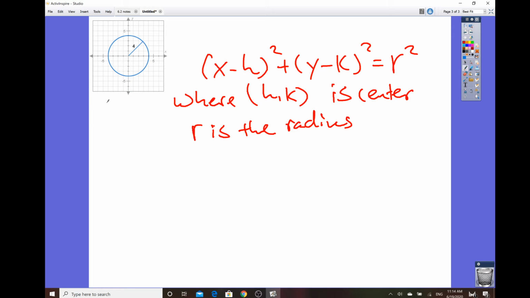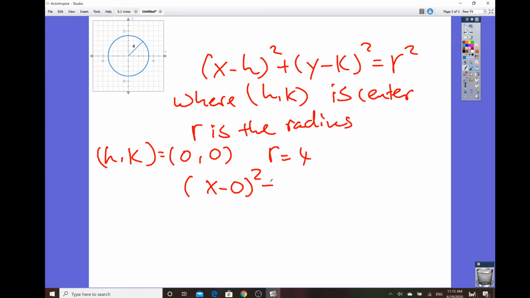Now what we've got here: h and k will be 0, 0, because we start at the center at the origin. The radius is 4. With all the information we have, we can plug in the numbers: (x minus 0) squared plus (y minus 0) squared equals 4 squared. From here we can simplify it a little bit: x squared plus y squared equals 16.